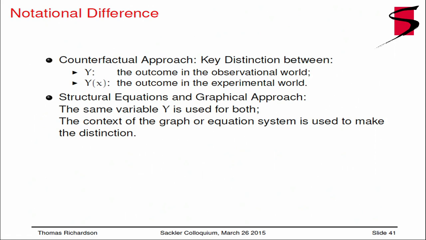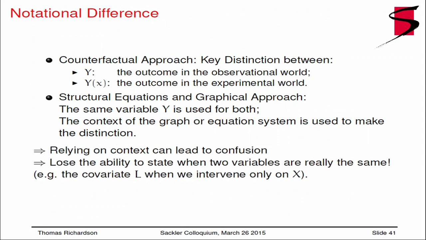Not making that distinction also elides the key distinction on which the whole counterfactual setup was based: the distinction between Y of x, the outcome in the experimental world, and Y, the outcome in the observational world. If I just use Y to mean both of these, suddenly it's much harder to communicate with people who are using counterfactuals. Of course, people who use structural equations and graphs can work out which is being referred to, as long as they show you the whole graph or the whole structural equation, because it's clear in context. But it does make communication harder, I think, and we also lose the ability to say when two variables really are the same. For example, the covariate L is the same in both the interventional world and the observational world if we're only intervening on X.